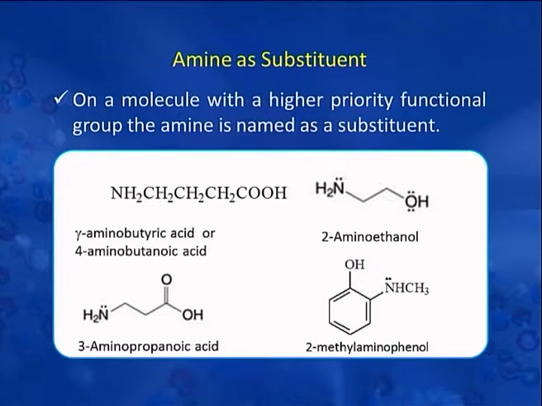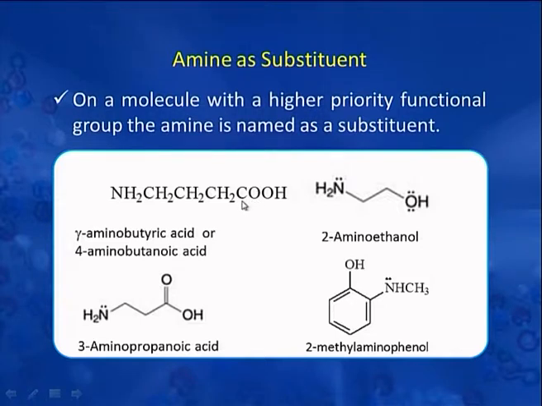When the amino group is present as a substituent over a high priority functional group, then NH2 is named as an amino group. For example, in this particular case, we have 2 functional groups, the amino group and the carboxylic group. The carboxylic group takes priority over the amino group. Hence, the naming is done preferentially from the carboxylic side.